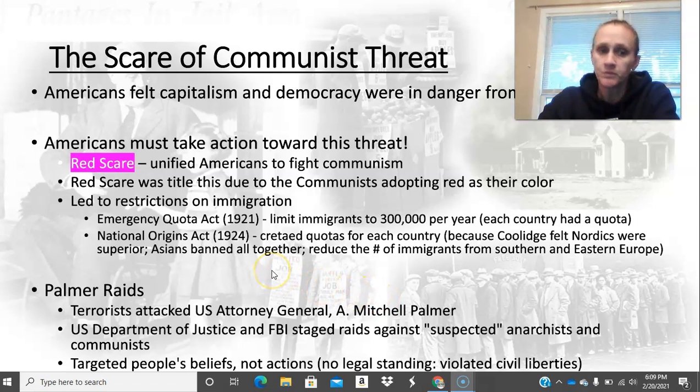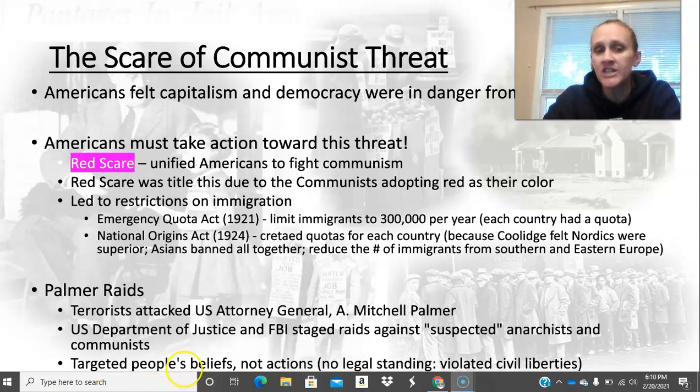Okay? Now, there was a group of terrorists that attacked the U.S. Attorney General during this time. The U.S. Attorney General being A. Mitchell Palmer. And because he was attacked by terrorists, the U.S. Department of Justice and the FBI are going to stage these raids to find people who they suspect are anarchists or communists. And they're going to go after people and they're going to arrest them based on what they think those people might be. So it's not necessarily we're arresting people on things they've done. It's what we think they did or what they believe in or what we think they may do.